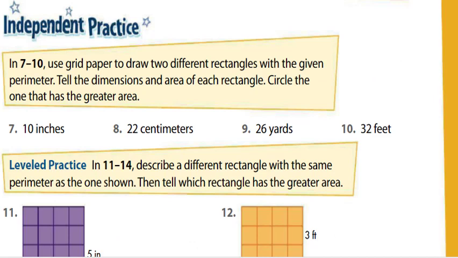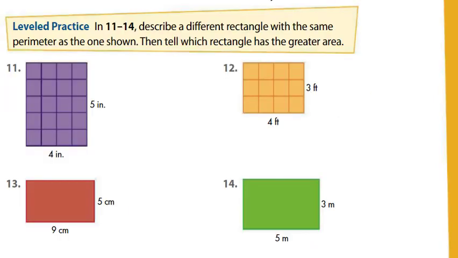So questions 7 to 10 are exactly the same as what we did for question 3. So use grid paper or your math notebook to make two rectangles or two shapes with the same given perimeters. Okay, so questions 11 to 14 are the same. What's given to us? Describe a different rectangle with the same perimeter as shown. Tell which rectangle has a greater area.